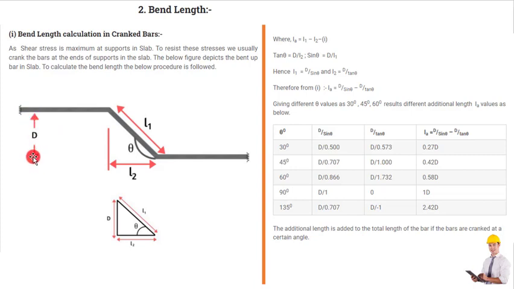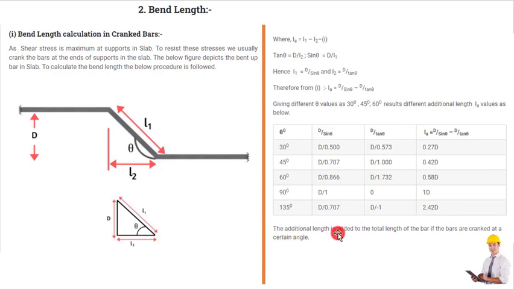In the next slide, I will let you know what actually D is. D is the depth. It's not the dia of the bar, right? So when the angle is 45 degrees, the additional length will be 0.42 into depth. When the bent angle is 60 degrees, the additional length will be 0.58 into depth. When the angle is 90 degrees, the additional length will be 1 into depth. When the angle is 135 degrees, the additional length will be 2.42 into depth.